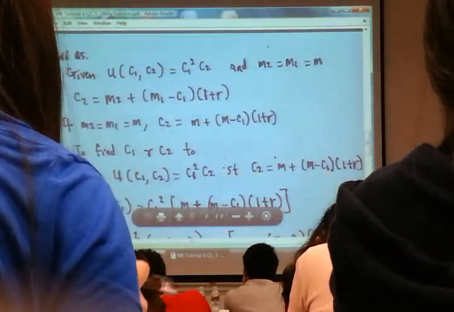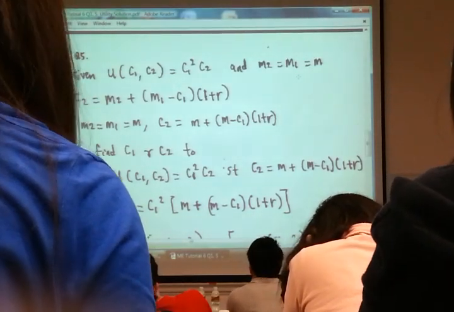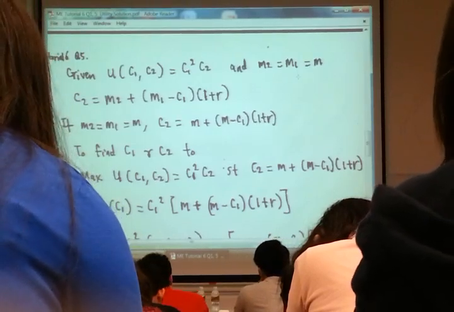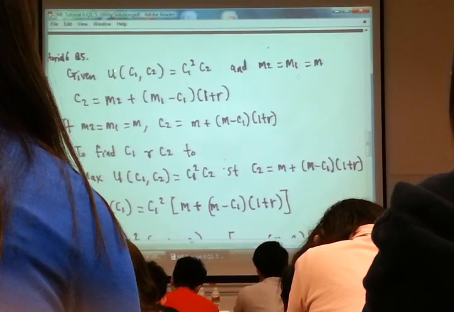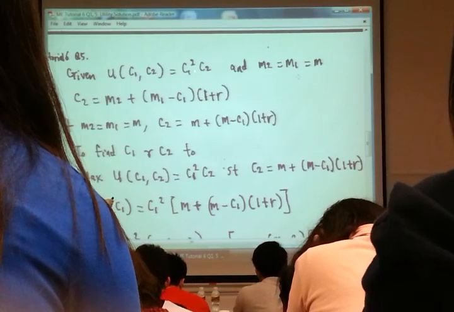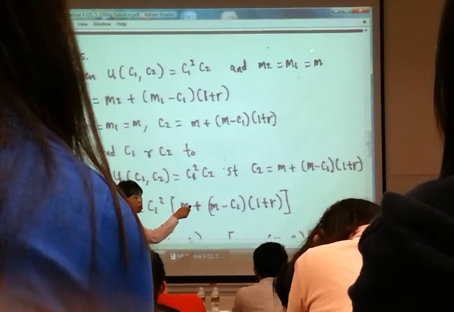Okay, let's see. Now, since the utility function was given as this, you derive utility, which is a function of C1 and C2, right? So it's this. Now, the only tricky part about this question, I think, is here.